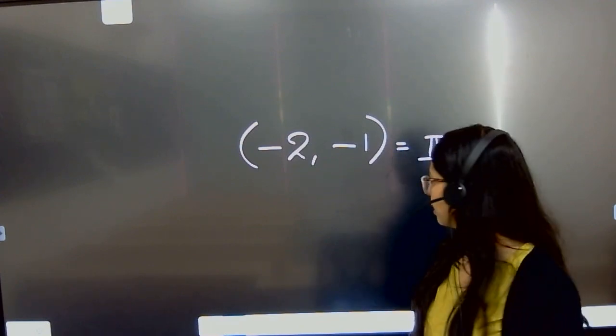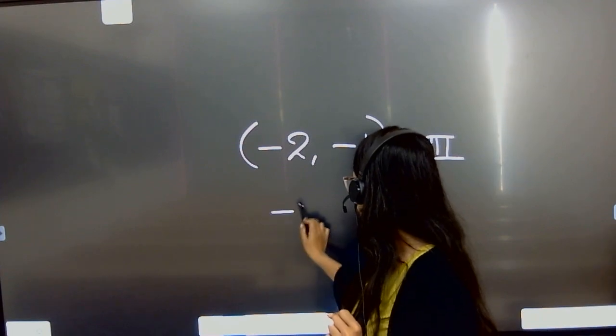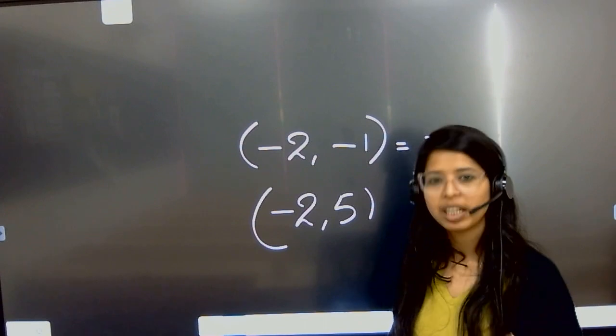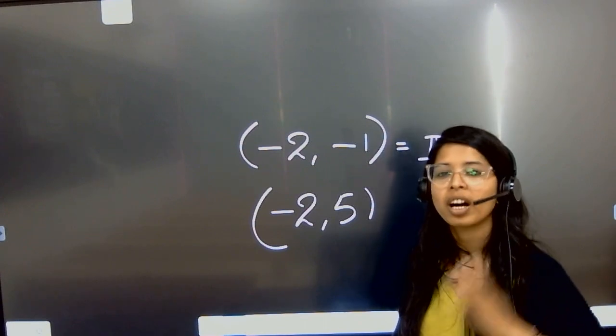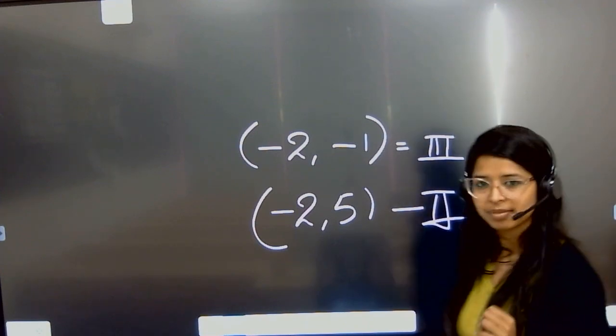Clear? Same as, one last question I'm giving here. Minus 2 comma 5. Now it will lie in which part? If the x is negative and the y is positive, it will lie in the second quadrant. Clear? I hope this part is clear.